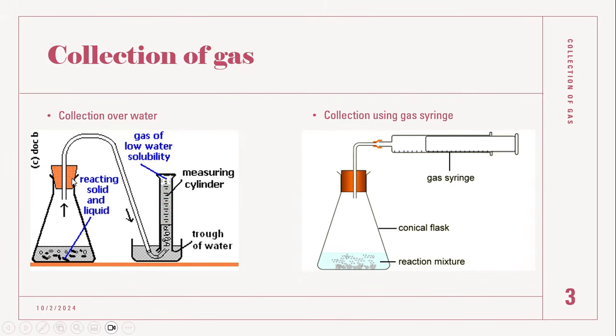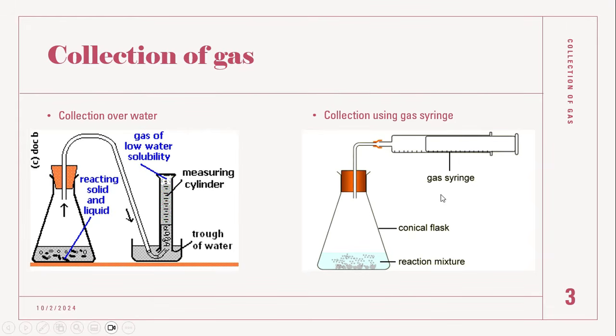The left-hand side one is called collection over water. We need an inverted measuring cylinder and we need a water trough. Then the reaction in the conical flask must be tightly sealed so that we can deliver the gas using a delivery tube to the measuring cylinder. Then from the scale on this measuring cylinder, the graduations will be able to measure the volume of gas that is produced.